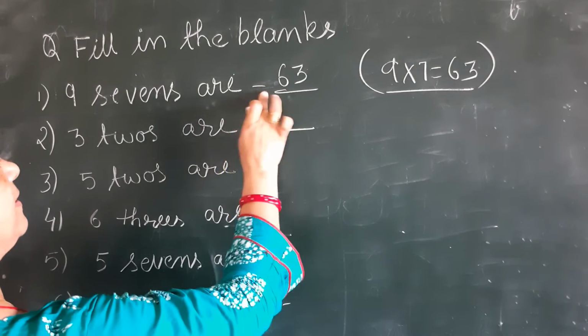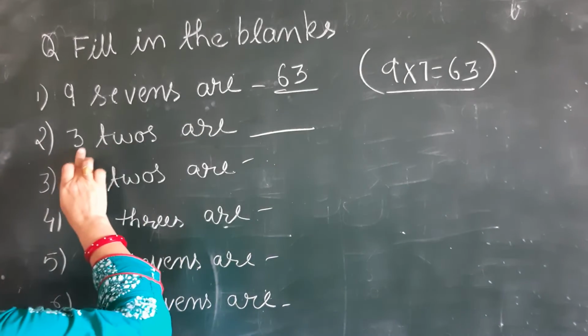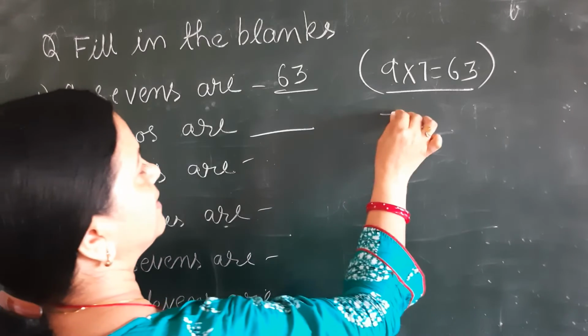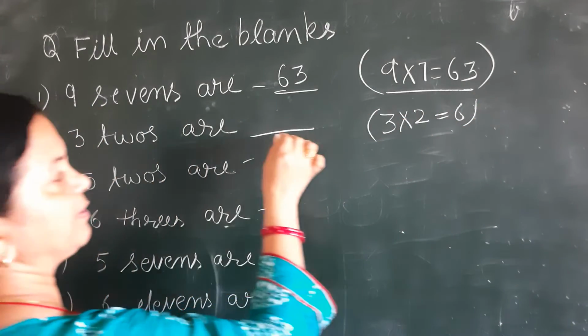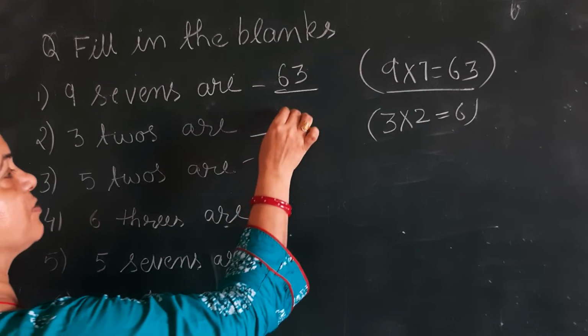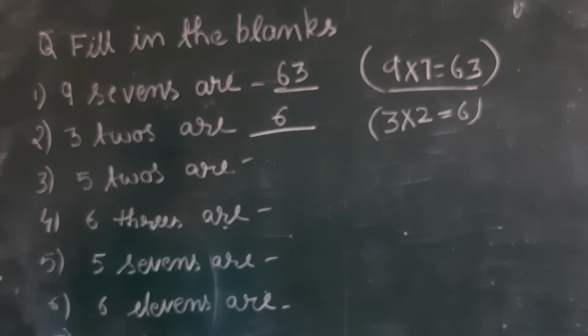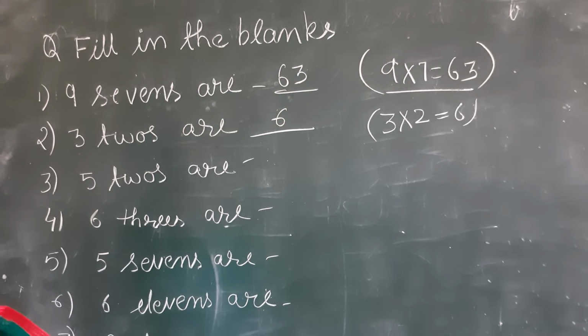Yes, what will come here? We will just multiply 3 by 2. 3 2's are 3 into 2 is equal to 6. So what will come here? Here 6 will come. Okay, student. So in this way we will multiply the digits.